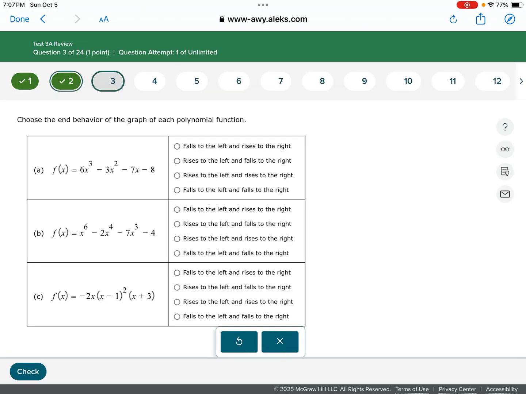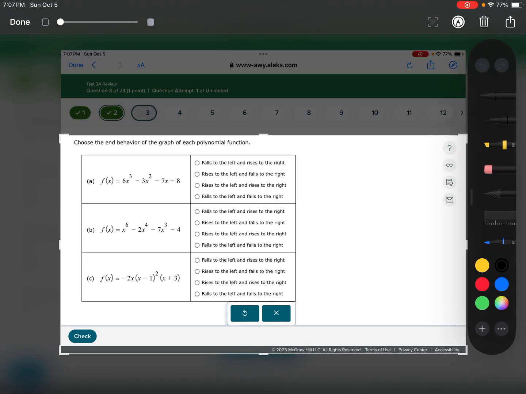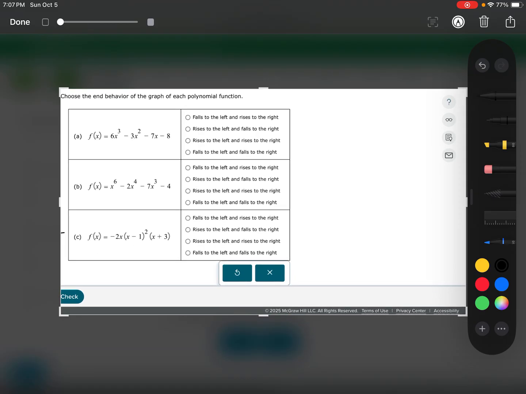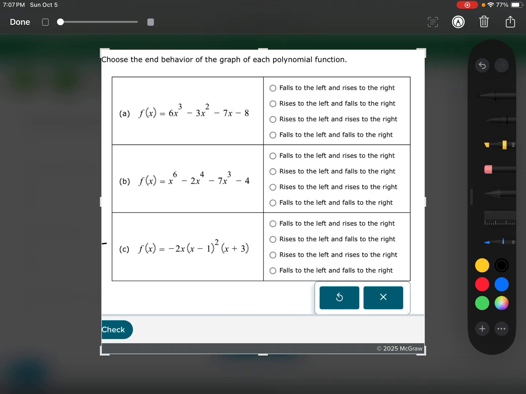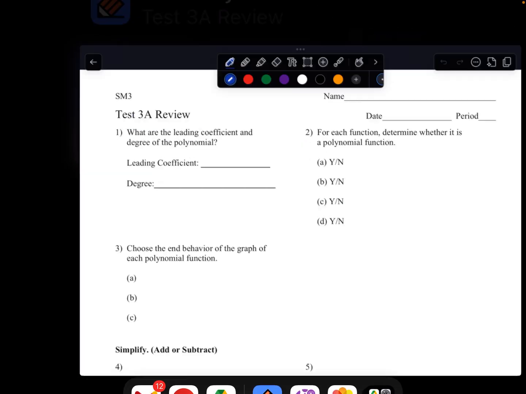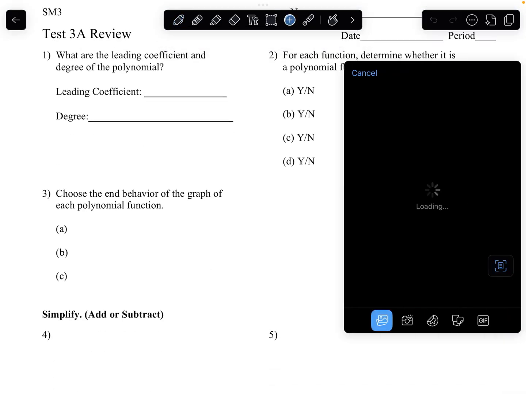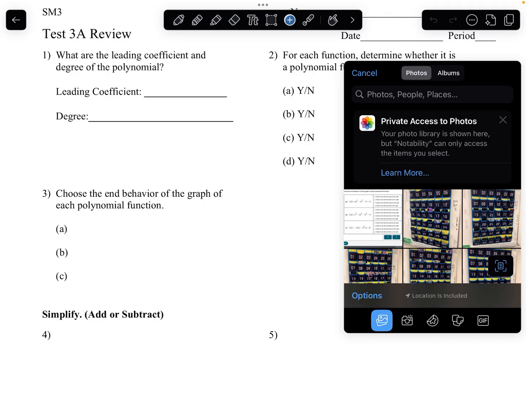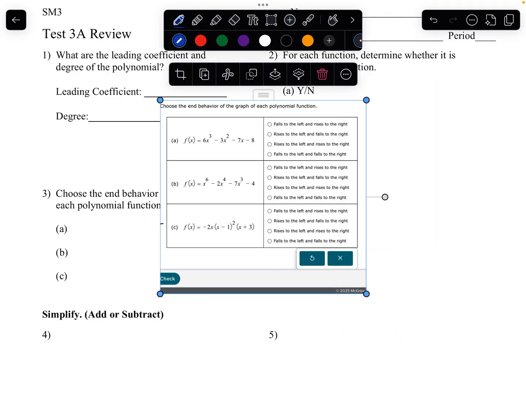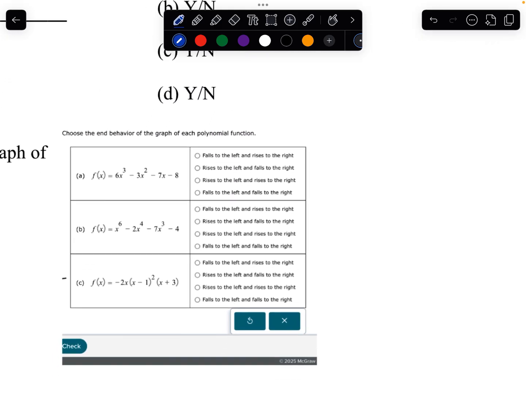For 3, choose the end behavior of the graph. So I'm actually going to take a screenshot of this right here, and I'm going to put this where I can draw some illustrations, and we'll see if that can help us here. So this is for 3 right here. Let me drop in the photo that we have. Okay, so for A, when I'm looking at A right here, choose the end behavior of the graph.